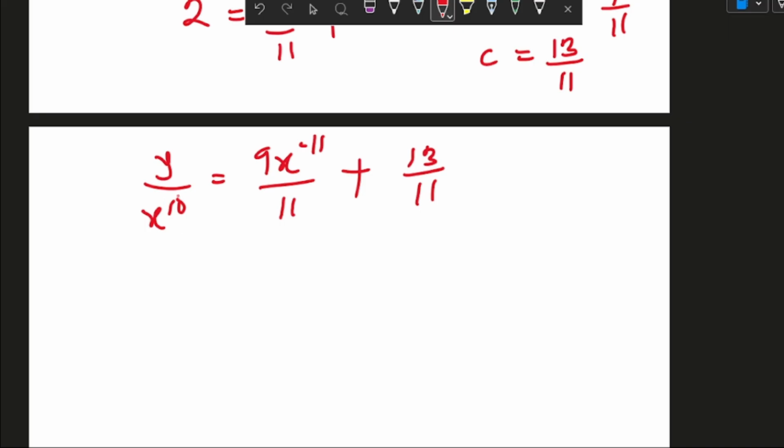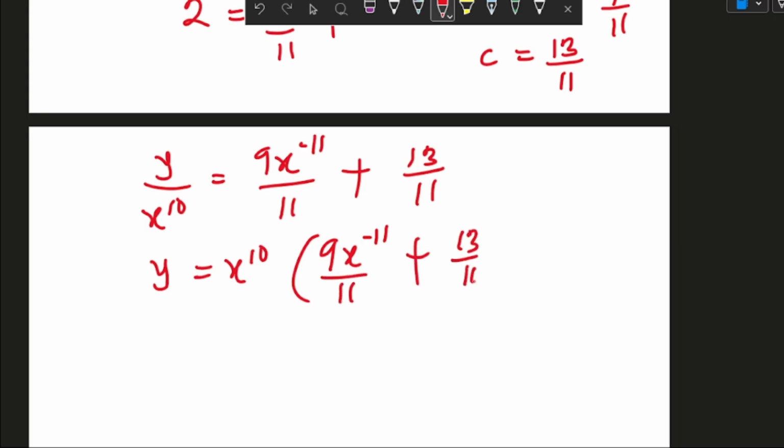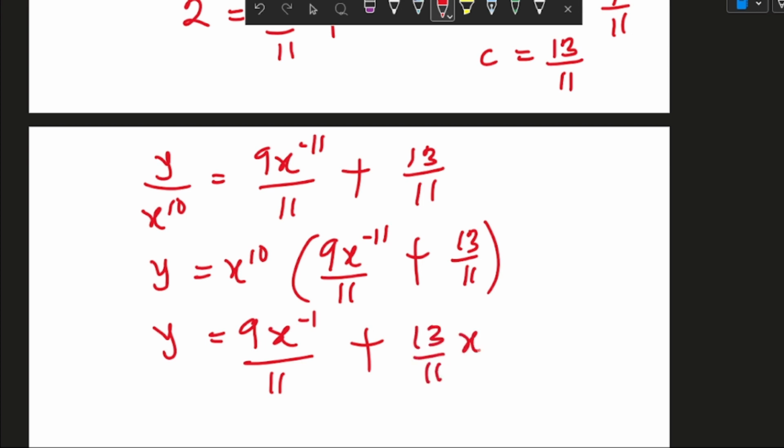So now I'm going to cross multiply using x to the power of 10 to multiply the whole of this. So I have y equals x to the power of 10 into bracket 9x to the power of minus 11 over 11 plus 13 over 11. And if I expand that, I will have 9x to the power of minus 1 over 11, because x to the power of 10 and 11 will be 10 minus 11, that's minus 1, plus 13 over 11 x to the power of 10 if you expand this.